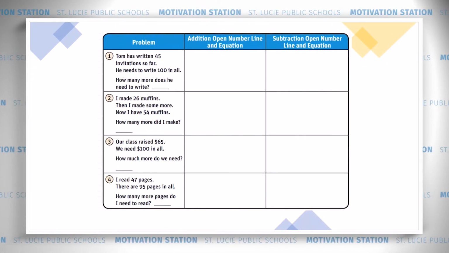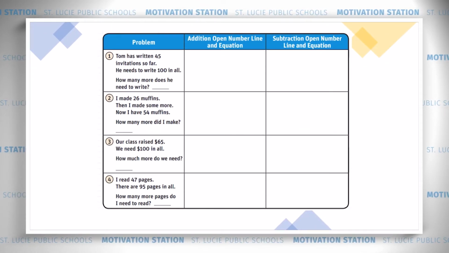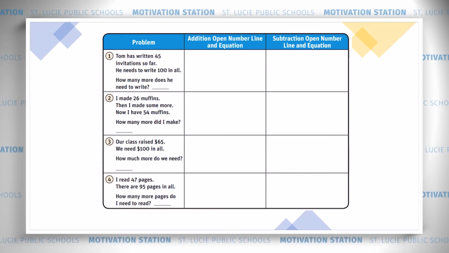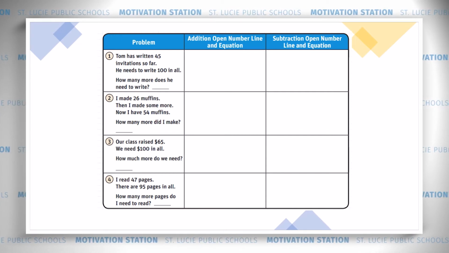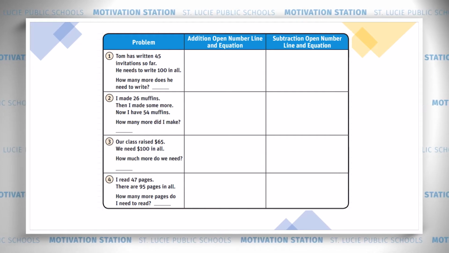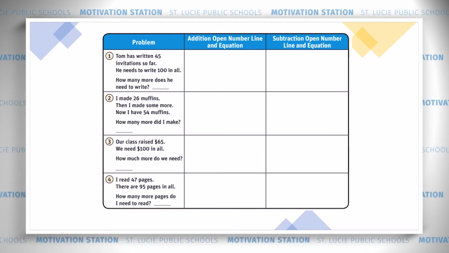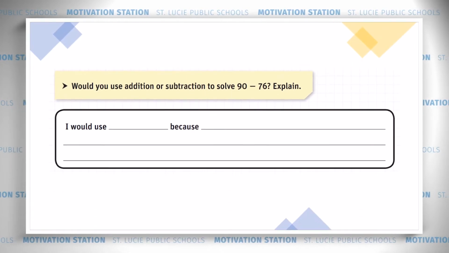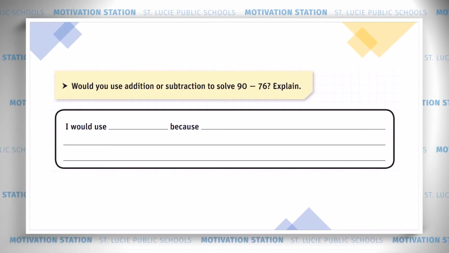This Show What You Know has 4 word problems. For each word problem, you need to complete an open number line for addition and subtraction and include the equations. We will do the first one together. At the bottom of the page, there is another question.